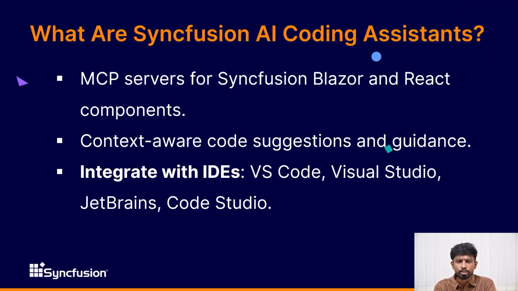Let's start with the big picture. The Syncfusion AI coding assistants are specialized MCP servers, Model Context Protocol servers, designed to work seamlessly with Syncfusion's Blazor and React component libraries. So these aren't generic AI tools, they are tailored to understand Syncfusion's controls, properties, and APIs, acting like an expert developer right in your IDE.